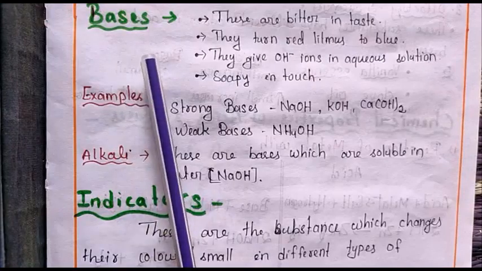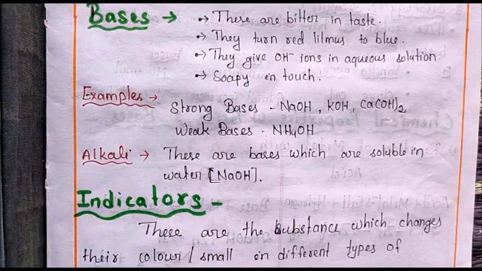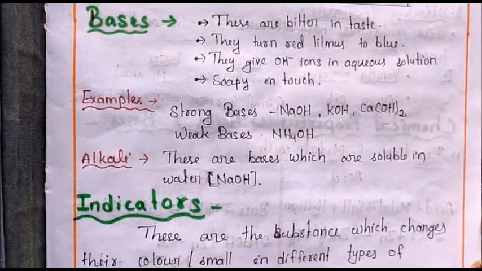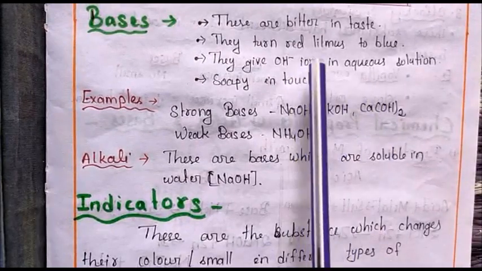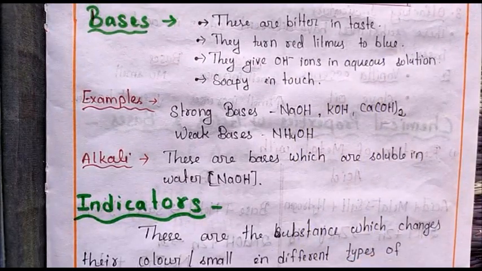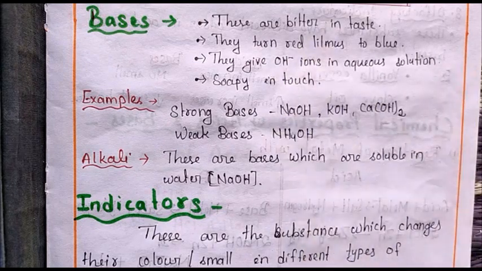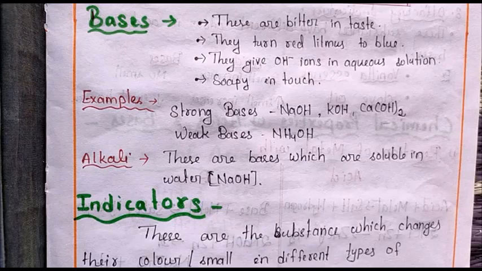Next come to base. The taste of base is bitter. They turn red litmus to blue, the reverse of acid. That means when we dip a red litmus paper into a base, its color changes into blue. But when we put a blue litmus paper in a base, its color will not change.